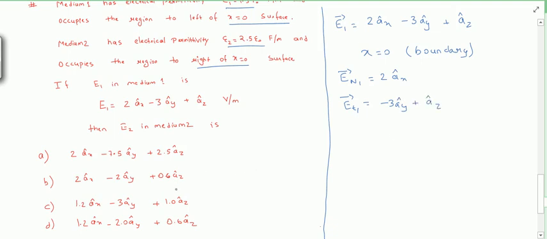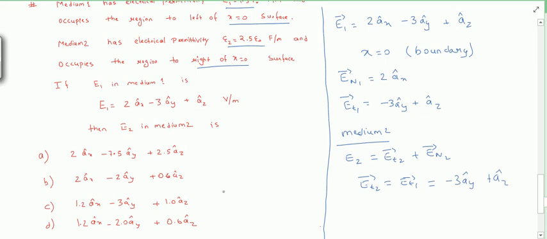Okay, so from the given options you can see, wait, so in medium 2 what happens? E2 is the electric field which has components Et2 plus En2, and you know that at the boundary Et2 equals Et1. At the boundary surface the tangential component is continuous, so I can write this as minus 3ay cap plus az cap.